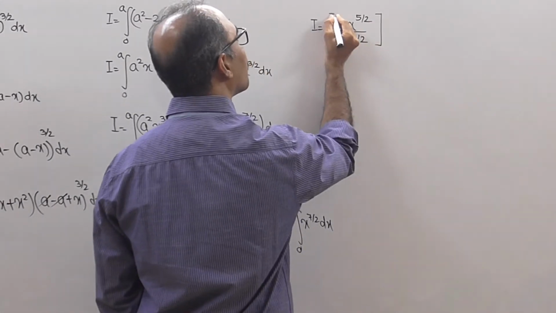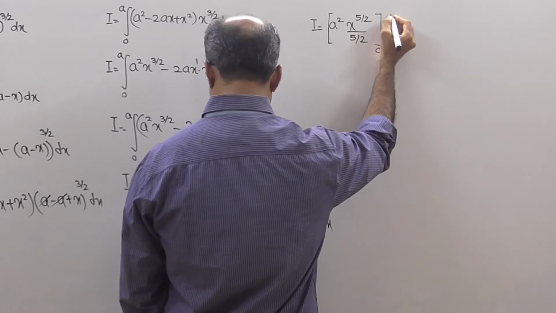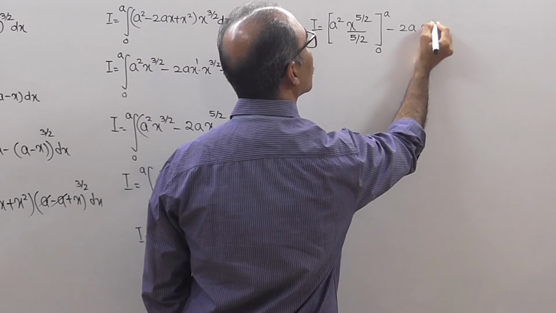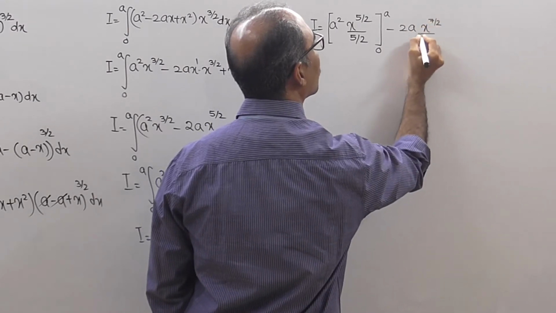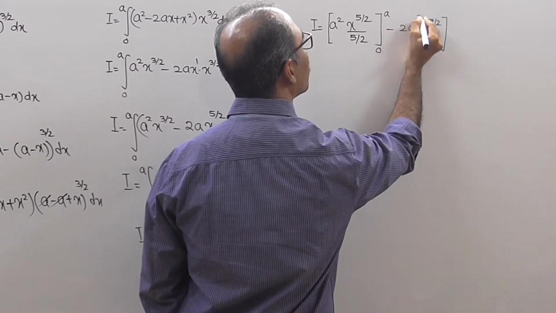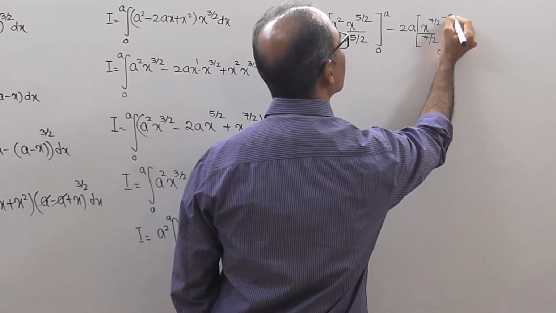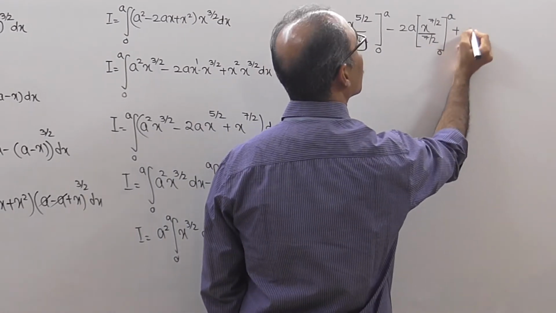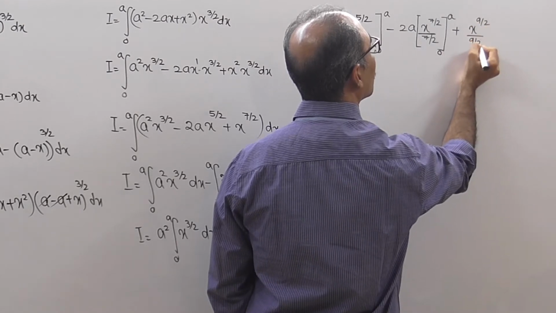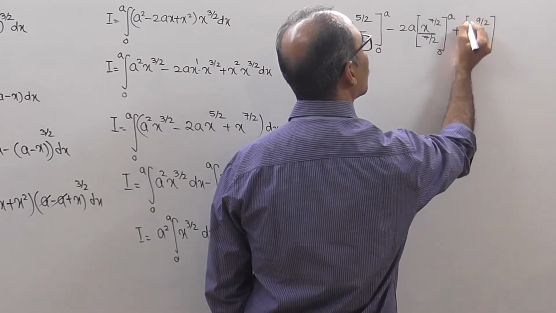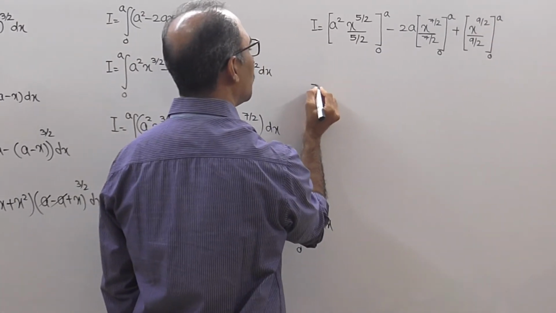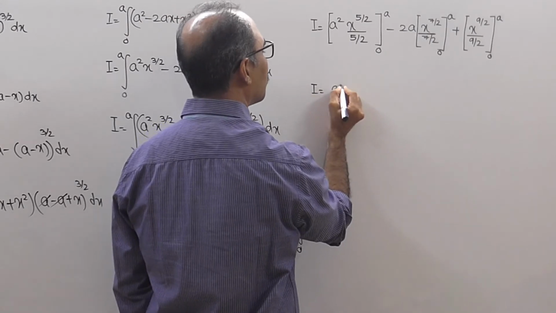Put a box right here, 0 to a, minus 2a, x raised to 7 upon 2, upon 7 upon 2, 0 to a plus x raised to 7 upon 2 plus 1, which means it will be 9 upon 2, the whole upon 9 upon 2, and I think this will be 0 to a. So this will become I equal to a square bahar.